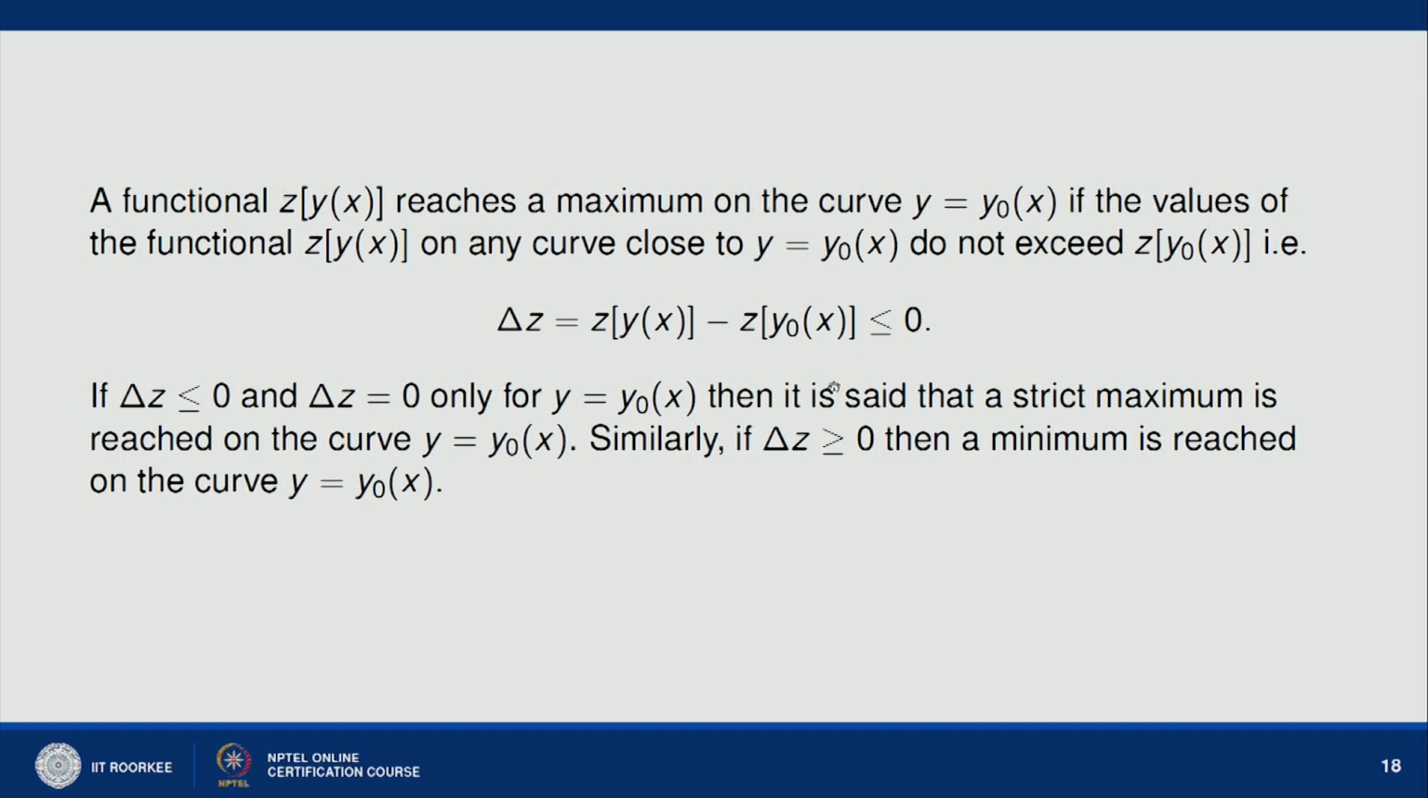Now if we take delta z as greater than or equal to 0, then y naught(x) is said to be the minimum of the functional z[y naught(x)], and we say that a minimum is reached on the curve y equal to y naught(x).